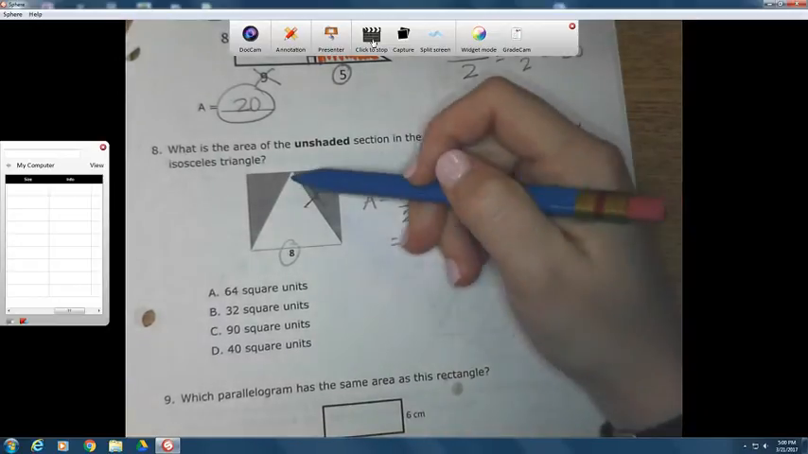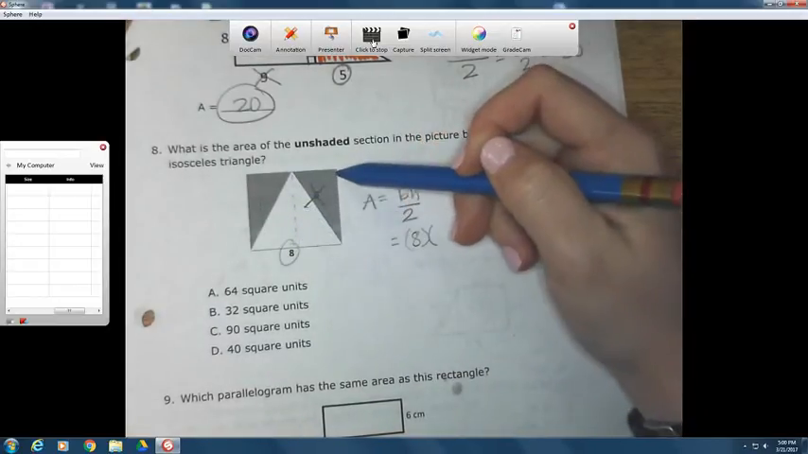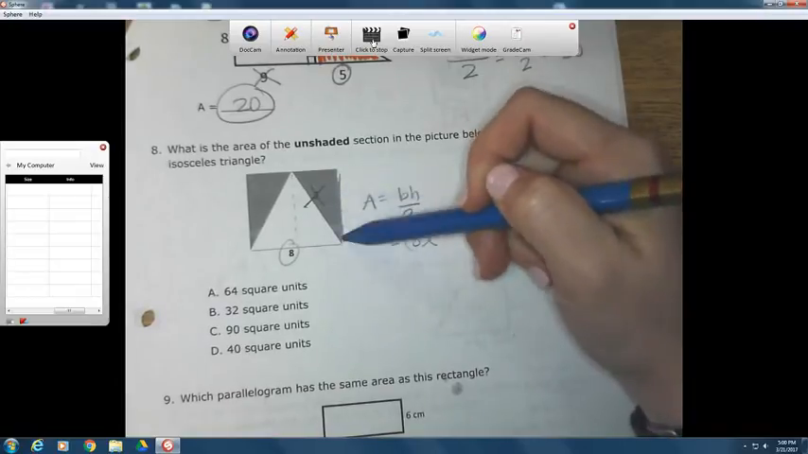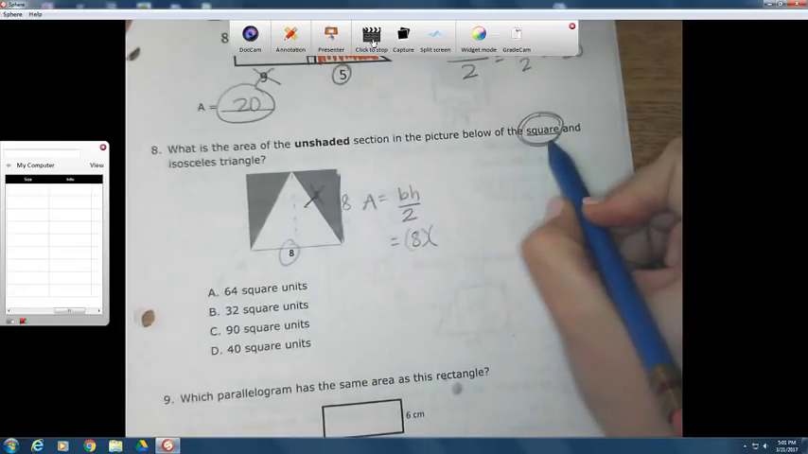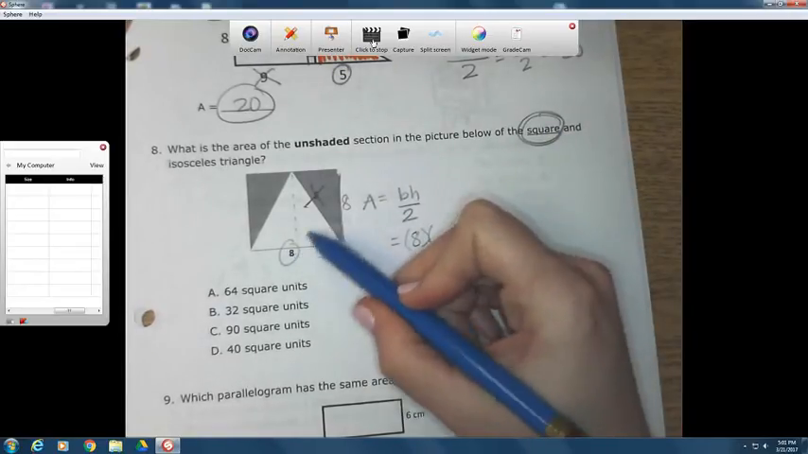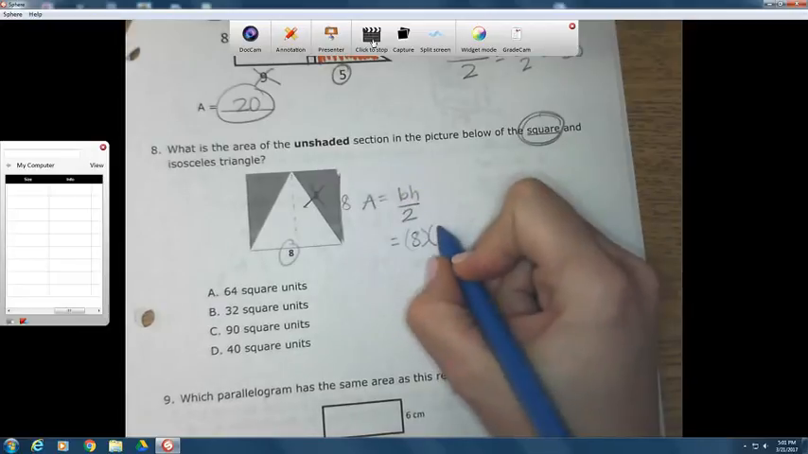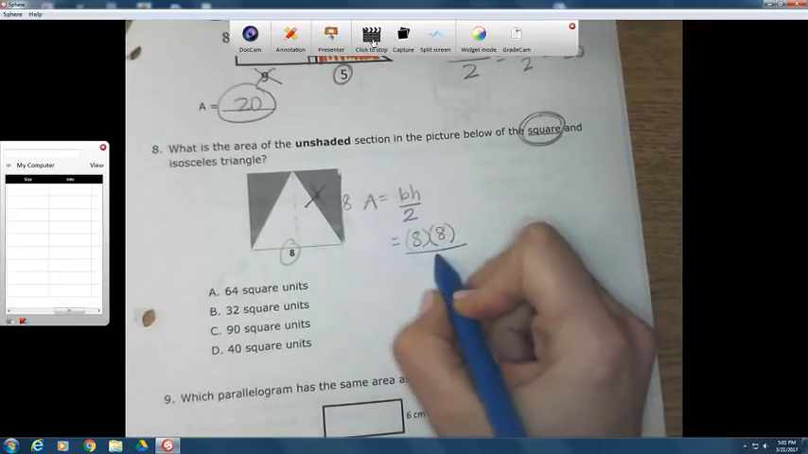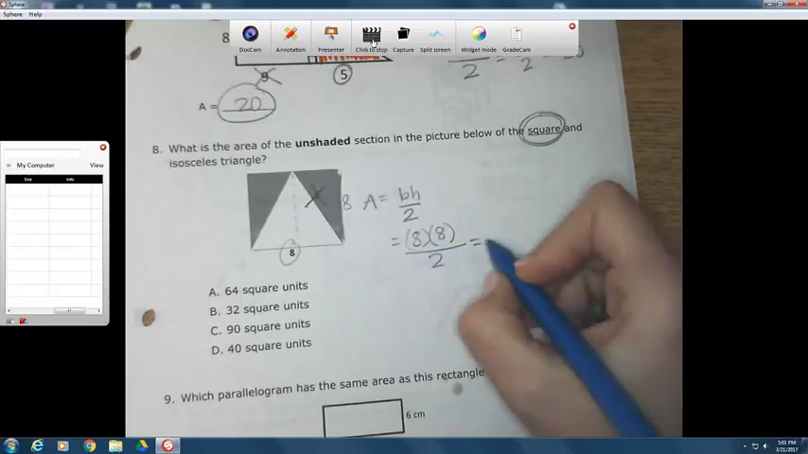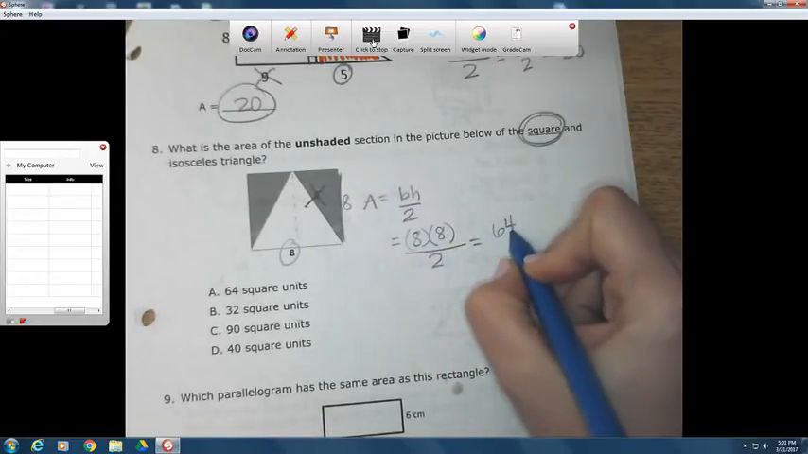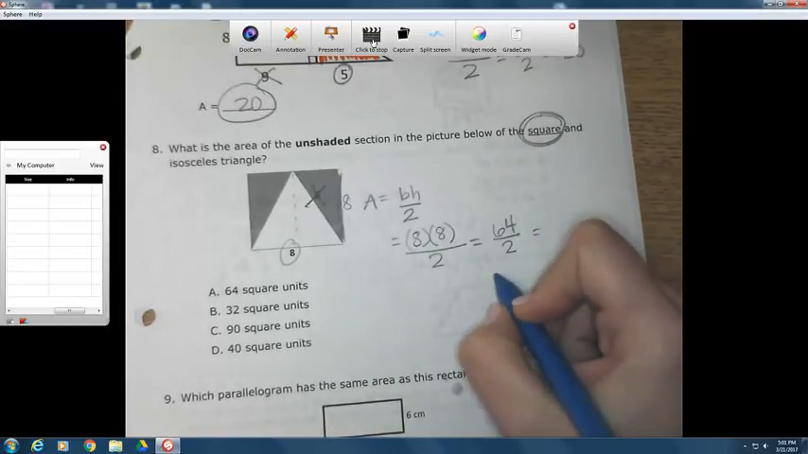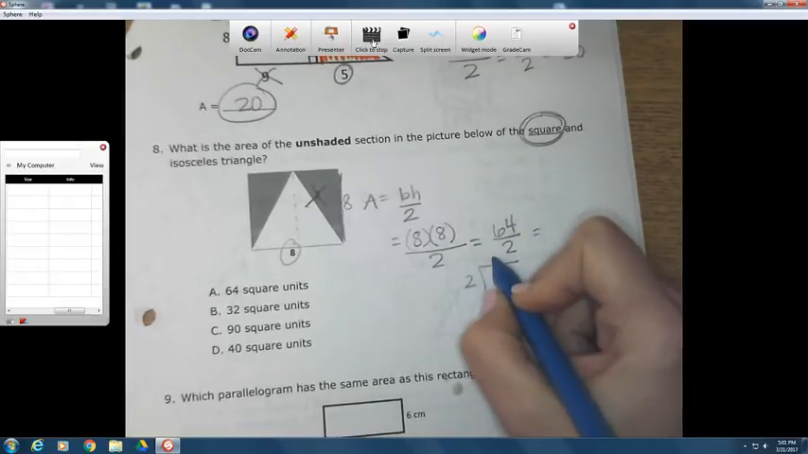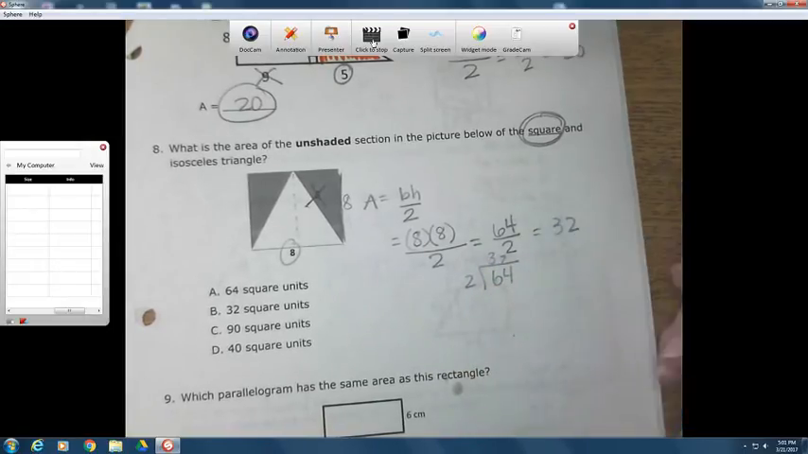So my height is going up and down, or it could be along here. Well, we know that this side length is also 8 because it is a square. So I'm going to do 8 times 8, base times the height, divided by 2. 8 times 8 is 8 squared, which is 64, divided by 2. 64 divided by 2 is 32, which is answer choice B.